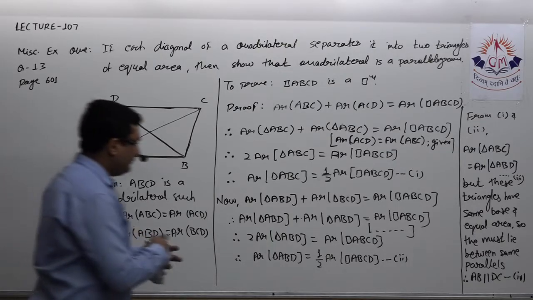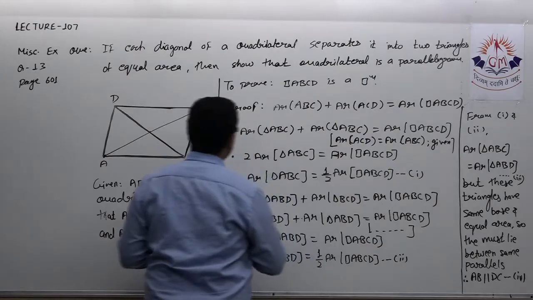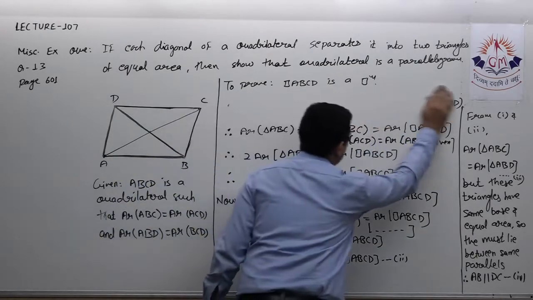So AB parallel DC. Now we'll see its proof further.